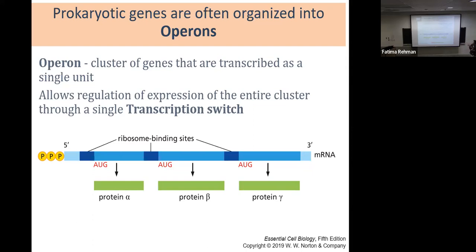So in prokaryotes, the genes, we already talked about this before, can sometimes be grouped, all the genes involved in a particular pathway, a particular metabolic pathway, for example, right?